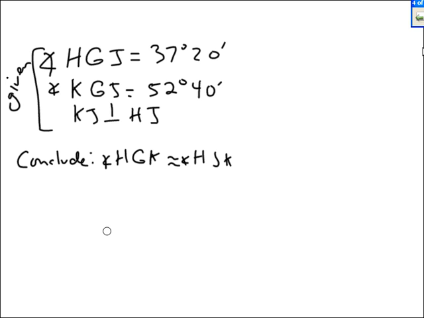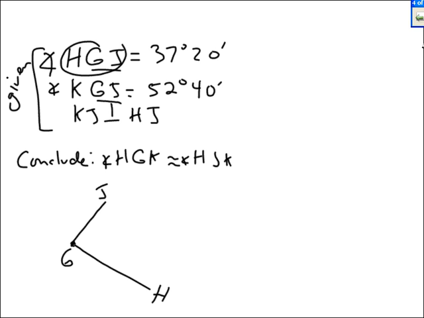So let us see what we have. We have two angles, and they both have side GJ. Okay? You have HGK. Actually, let me just draw it this way. You have HGK, HGJ, and you also have KGJ.